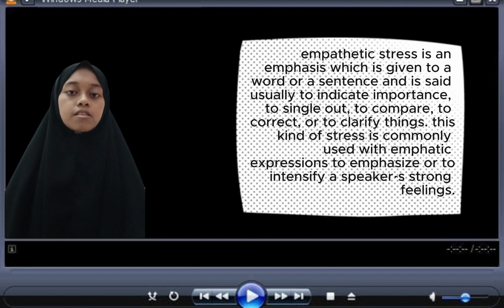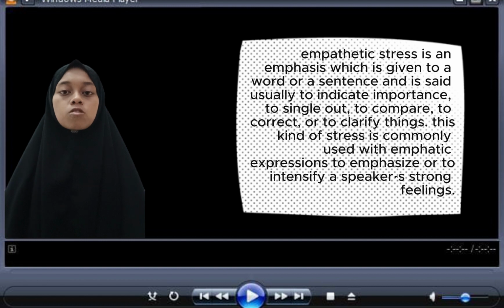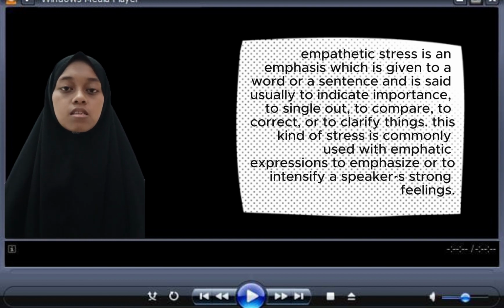And next, emphatic stress is emphasis which is given to a word or a sentence, and is said usually to indicate importance, to single out, to compare, to correct, or to clarify things. This kind of stress is commonly used with emphatic expressions to emphasize or to intensify a speaker's strong feelings.